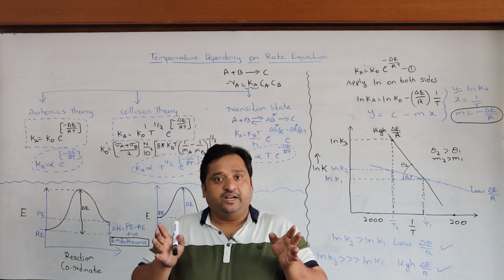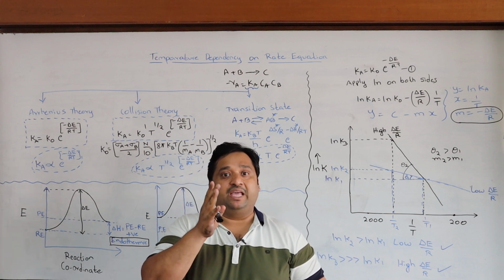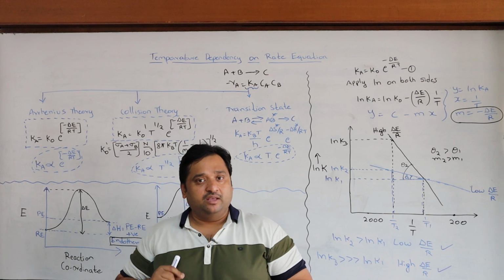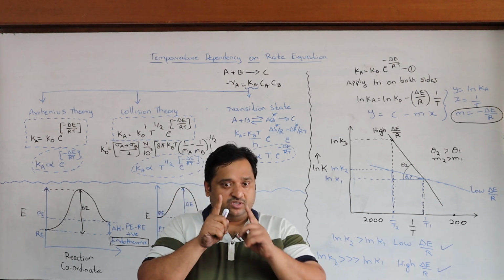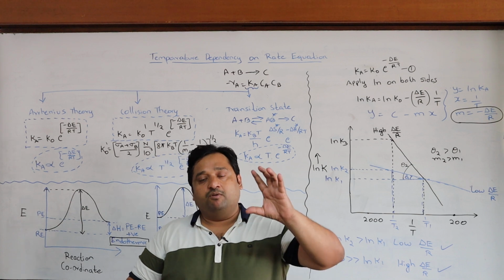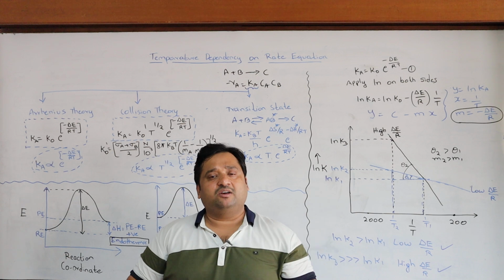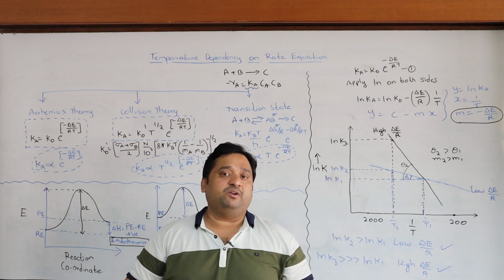As we know, the rate depends on two things. One is the rate constant: Ra equals K Ca^m Cb^n, so the rate depends on the rate constant and the concentration of the reactants. We know the more the concentration, the more the speed of the reaction, and the less the concentration, the less the speed of the reaction.